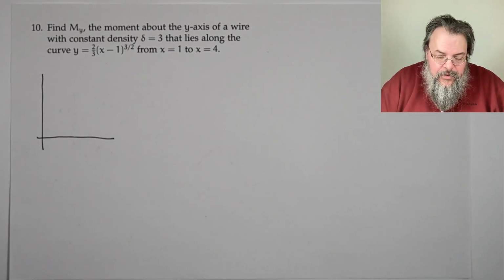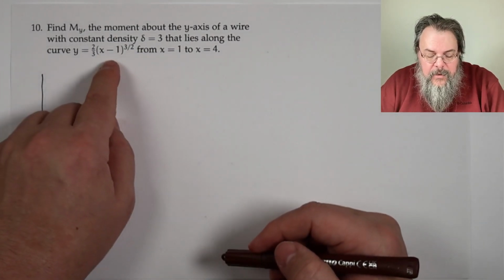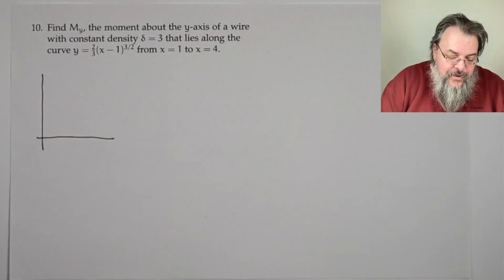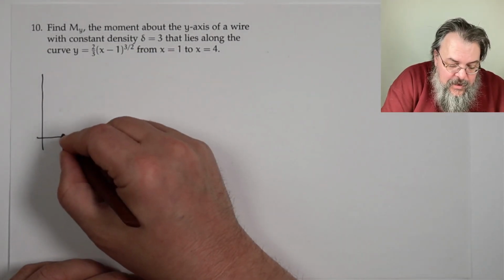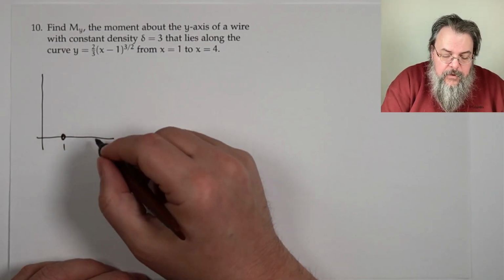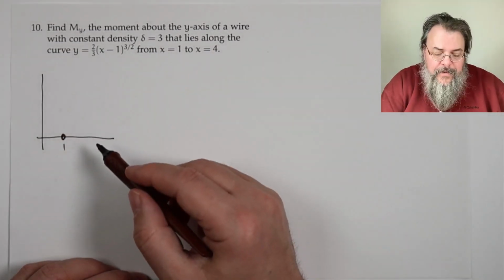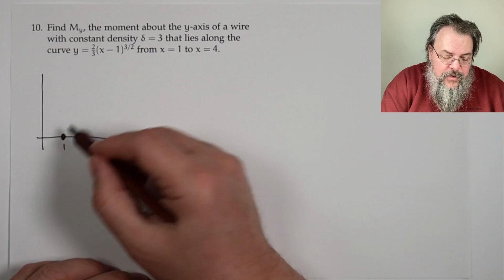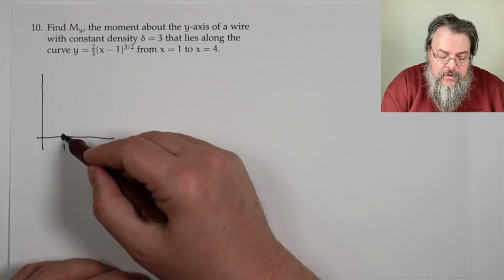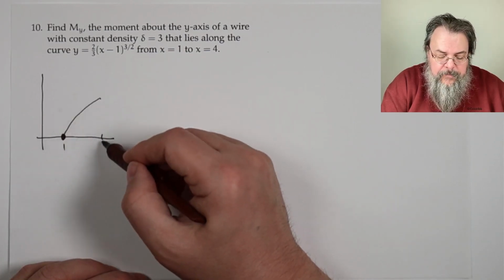And x equals 1. You plug in, you get 1 minus 1 is 0. So we start at 0, at 1, and then at 4, well, we're some crazy number, 3 to the 3/2, but we're going up. Okay, let's say we're doing that.